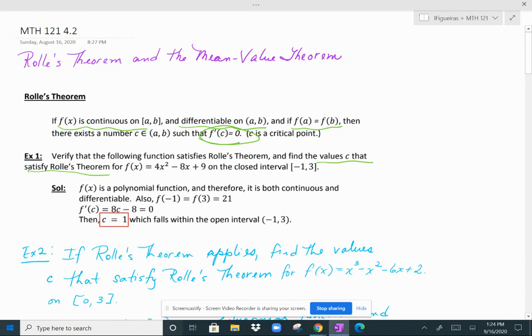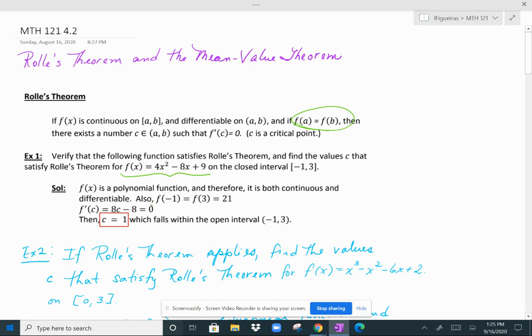All right, so our function is f of x equal to 4x squared minus 8x plus 9. This is a quadratic function, falls under the category of polynomial functions. Polynomial functions are continuous over all real numbers, so therefore it will be continuous on this closed interval. It's also differentiable over all real numbers, and therefore it will be differentiable on this open interval from -1 to 3.